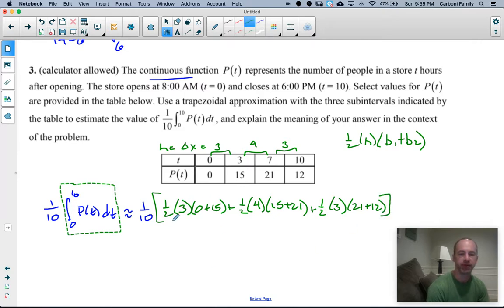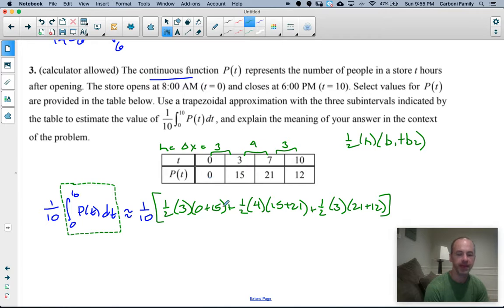And as far as the AP exam goes, that answer is acceptable. You do not have to simplify that. You don't have to clean that up. You don't have to write down a nice, clean answer in the end. And usually I will stop here because I don't want to screw it up. I don't want to do something that makes it wrong.